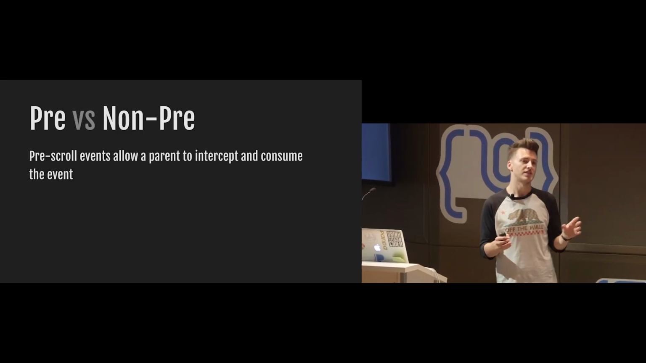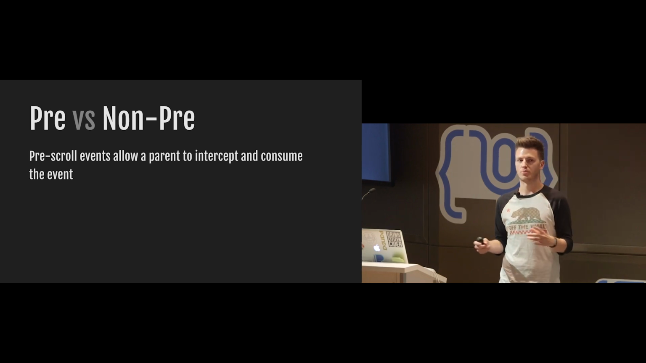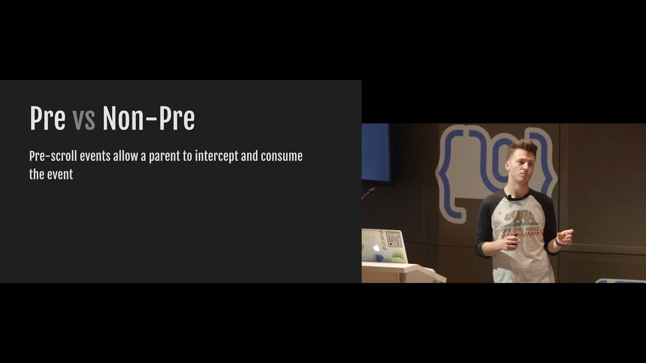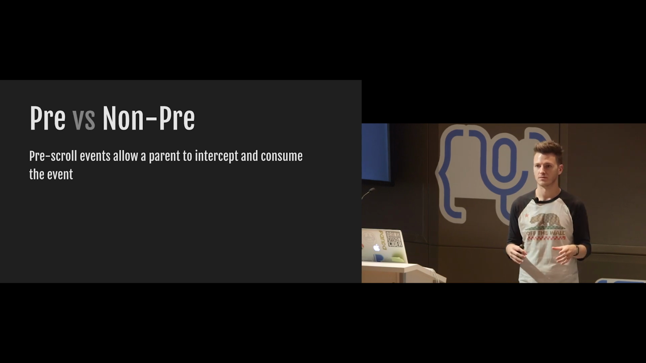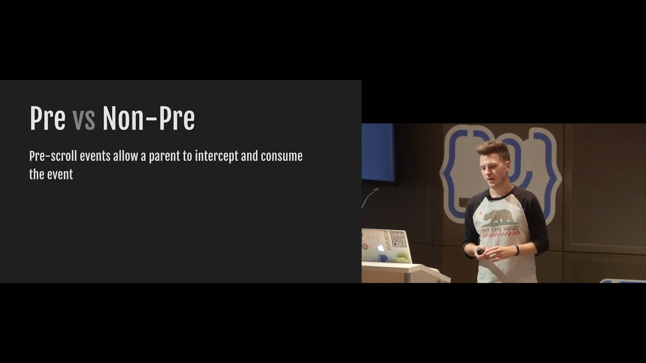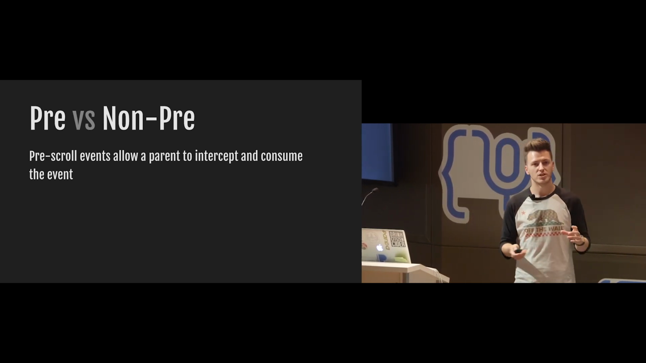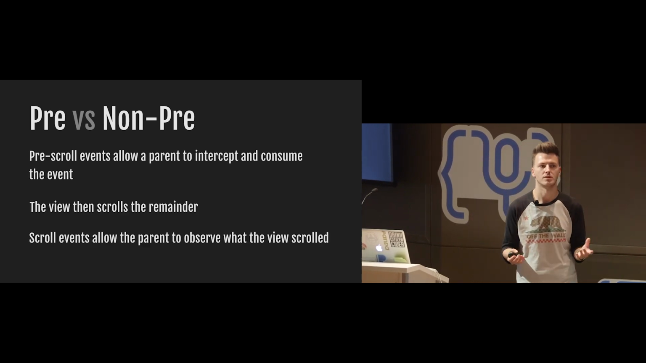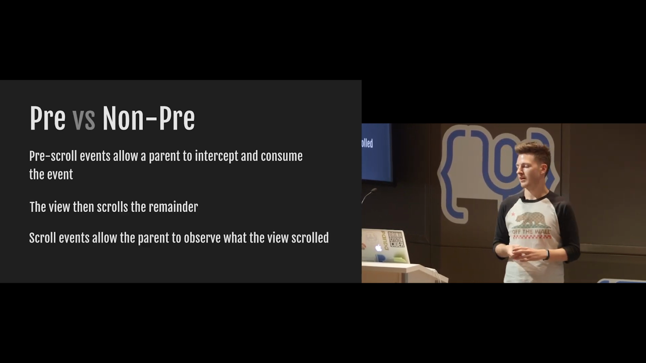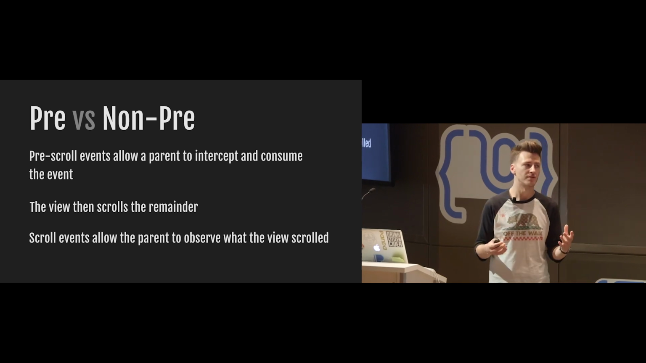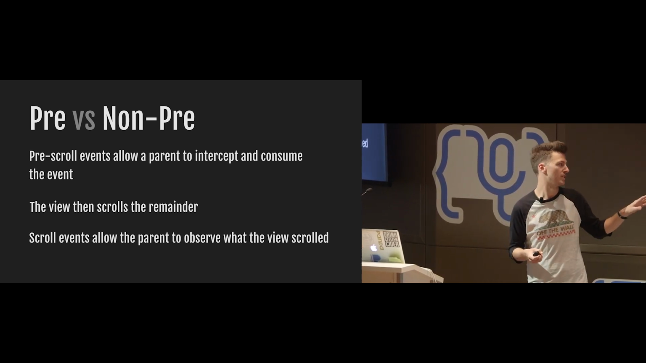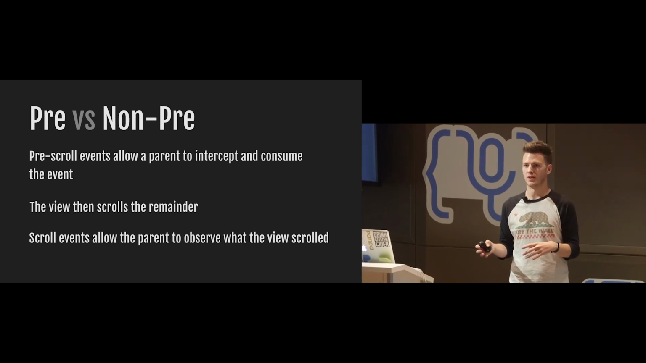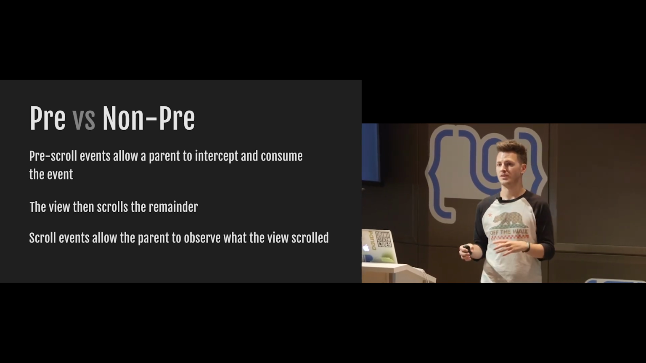The other thing to know about is the difference between pre and non-pre. Pre-events allow a parent to consume any or all of an event, or none even. Anything which the parent doesn't consume is then left to the scrolling view to actually use. And the view then moves itself, it scrolls itself, and then a non-pre scroll event, just a scroll event, is sent. And that's an observational method. The parent can't do anything at that point, it's just observing.